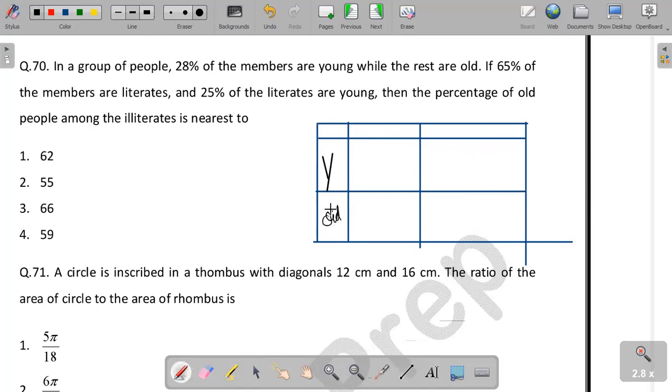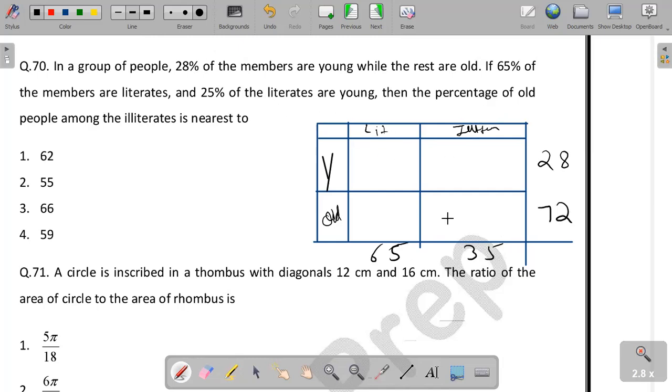So if this is young, this is old, and there can be young literates, old literates, and illiterates. This is a 2 into 2 matrix. 28% of the members are young, so the rest is 72, while the rest are old. Fine. If 65% of the members are literate, this is 35.